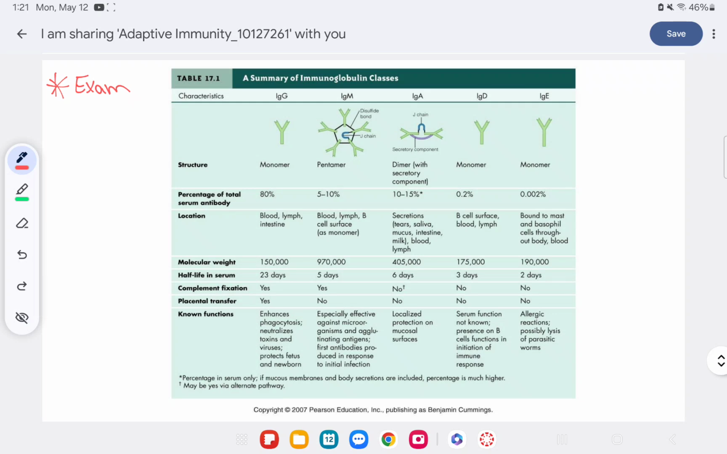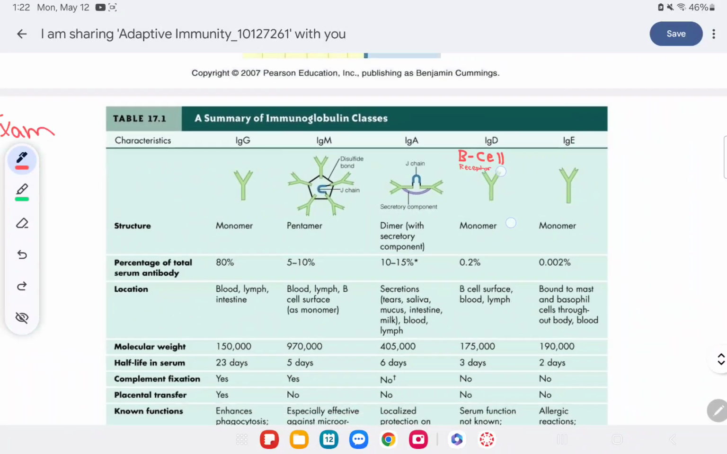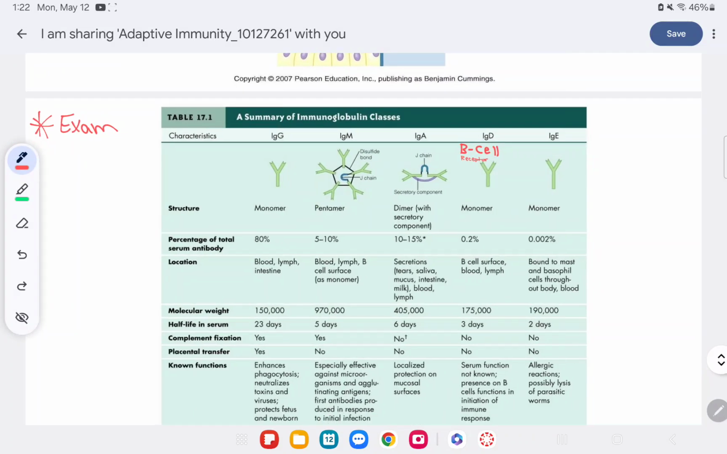So that's A. D would be next. IgD is actually the B cell receptor. And if you think about that, then the Fc region is buried in the plasma membrane, so there's very little of the antibody out there. In fact, if it's ever found, it means there's a dead B cell around, because it shouldn't be loose. It should be part of the B cell. IgE is the one that gets bound to mast cells and basophils throughout the body, allergic reactions, the lysis of parasitic worms. It's kind of a bizarre one, but there you go.